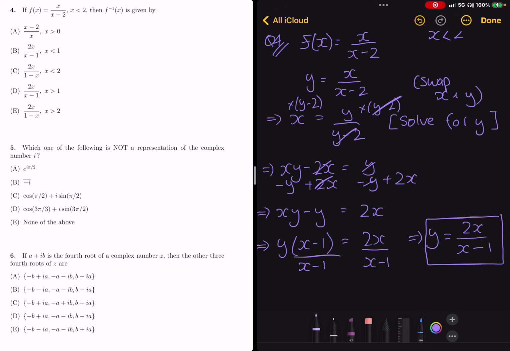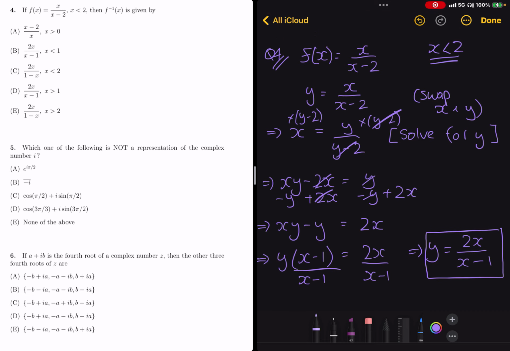So of our solutions, A is definitely not correct. B is possible. C is definitely not correct. D is possible as well. And E is definitely not correct. So the answer is either B or D. Now, we have to be careful with this because at the beginning of the question we specified that x was less than 2. So this means this function was defined at every point less than 2.